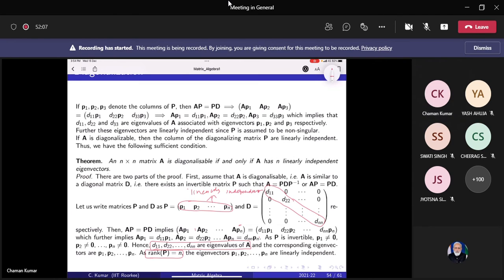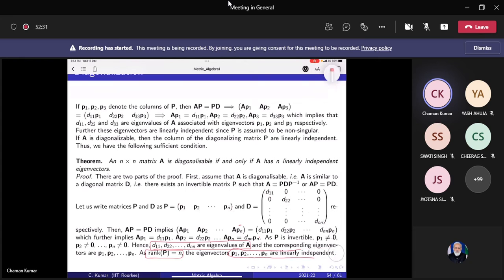Fine. So we get our final result, which is that the eigenvectors P1, P2, so on to Pn are linearly independent. Fine. So the first part is complete. Now we move to the second part.